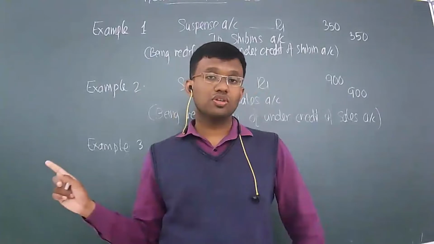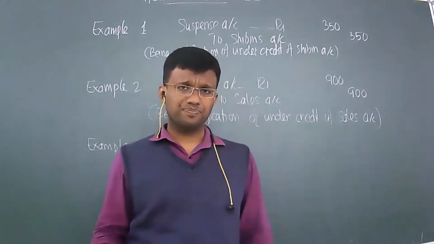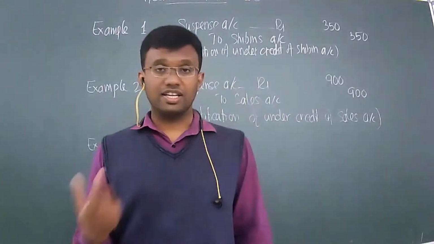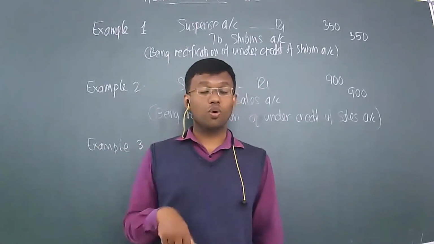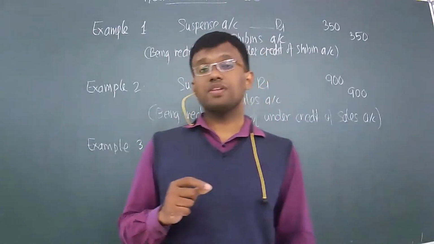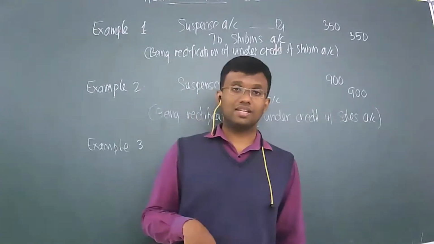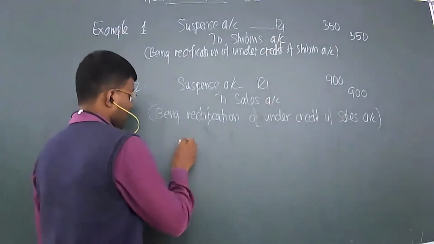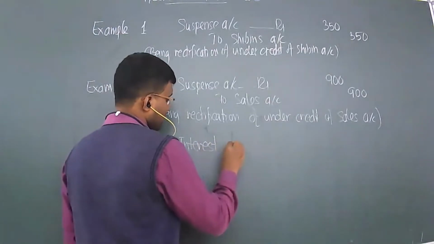You were not supposed to credit, but you have credited. Second thing is that it was supposed to come on the debit side, but it is on the credit side. So it is also under debited. So under debit or over credit, how do we rectify? We rectify by debiting. So which account will be debited? We will have to debit interest account.